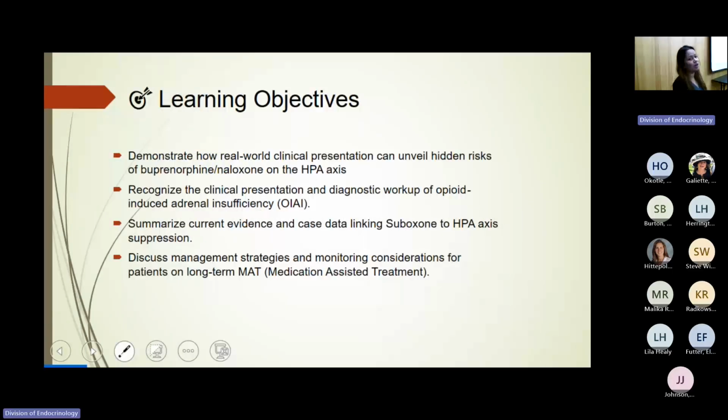First, we'll talk about how a real-world clinical presentation can unveil hidden risk of buprenorphine-naloxone, Suboxone, on the HPA axis. We'll recognize the clinical presentation and diagnostic workup of opioid-induced adrenal insufficiency. Then we'll summarize the talk with current literature linking Suboxone to HPA axis suppression. And at the end, we'll discuss management strategies and monitoring considerations for patients who are on long-term medication-assisted treatment for opioid use disorder.